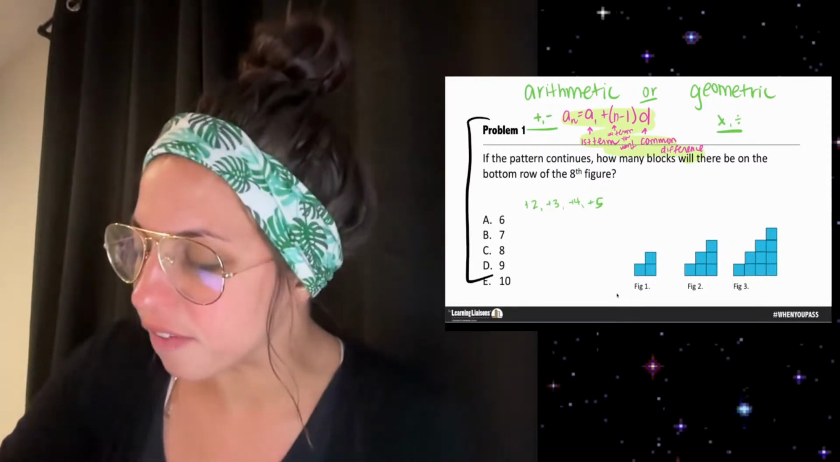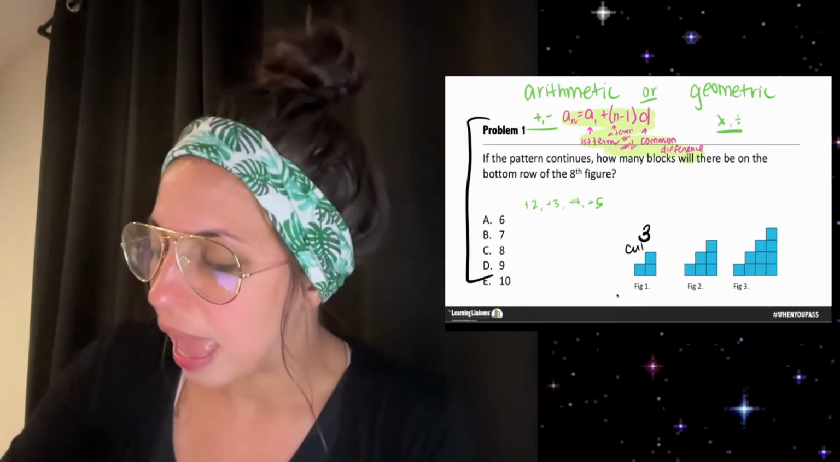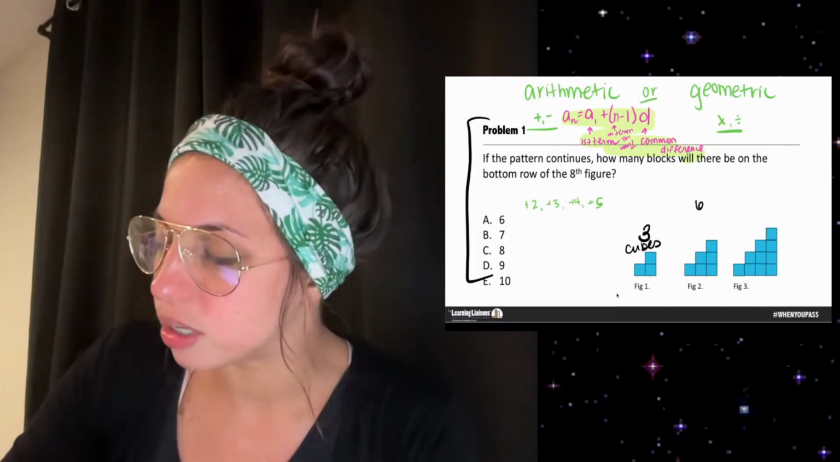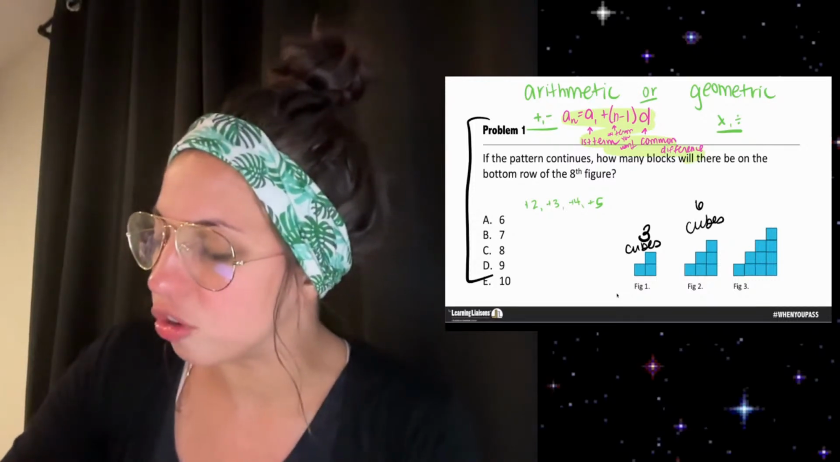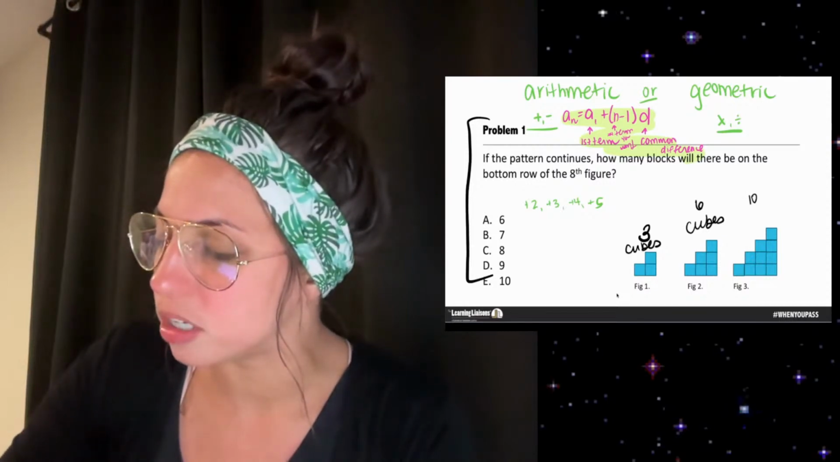So I notice in figure 1 that we have 3 cubes. And I notice in figure 2 that we have 3, 4, 5, 6 cubes. And I notice in figure 3 that we have 1, 2, 3, 4, 5, 6, 7, 8, 9, 10 cubes.